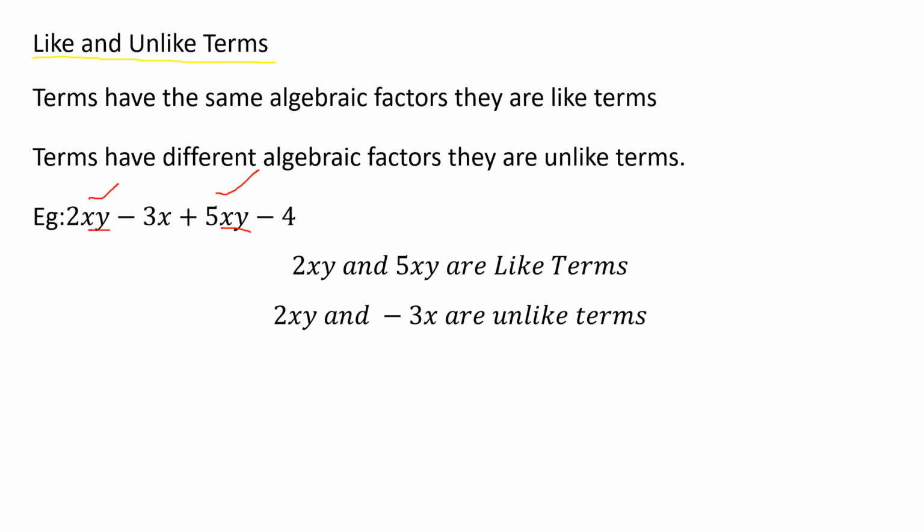So unlike terms, we can take 2xy and minus 3x. Or you can write 5xy and minus 3x as the unlike terms. So keep in mind, like terms have the same variables. Unlike terms don't have the same variables.